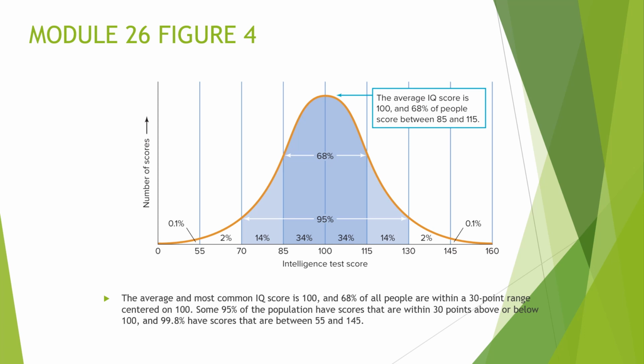So this is what we call a bell curve. The majority of your scores are in the middle. Out of 100, the majority of the scores will fall into the center, 68%. Then you have 14% that are either below that or above that. You then have 2%, which are below 70 or above 130. And then you have 0.1% that are at 55 or 145. But again, the majority of the scores fall into the center.